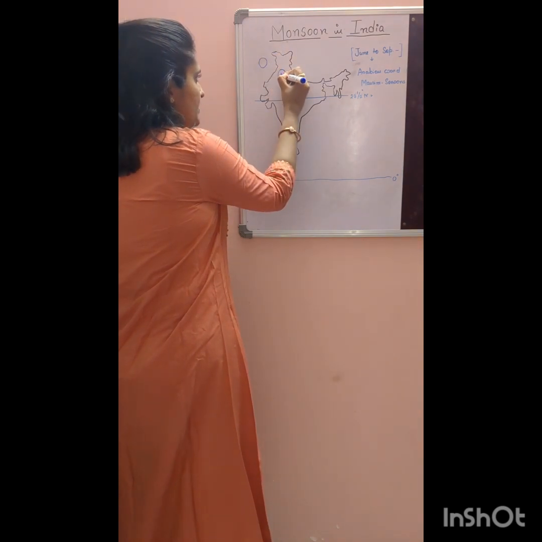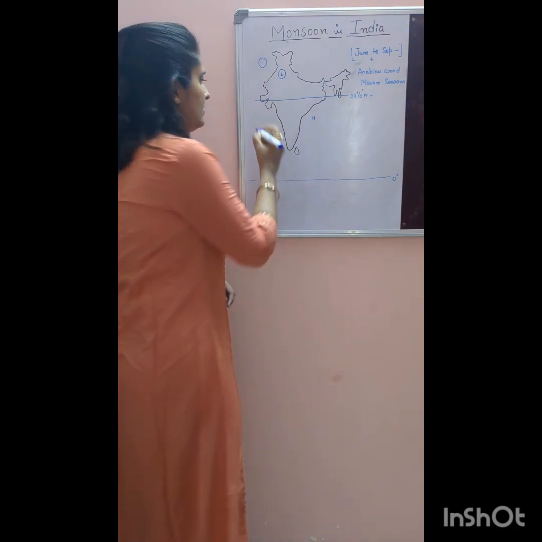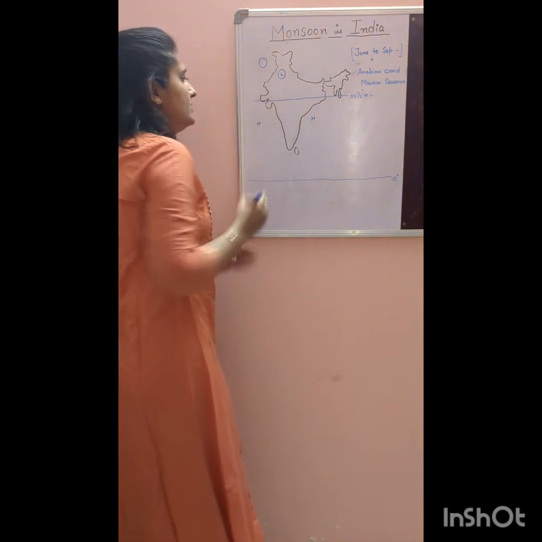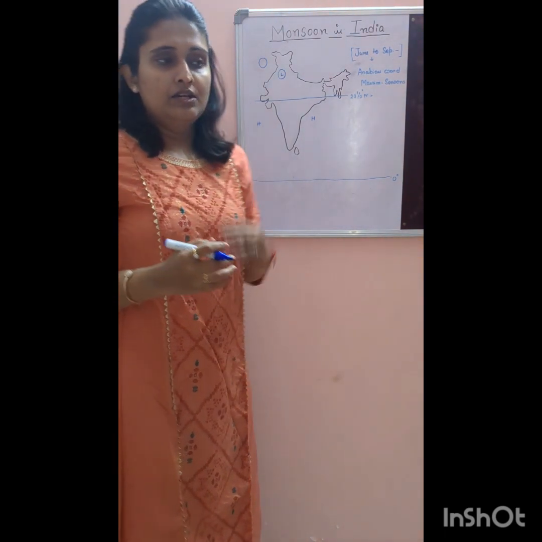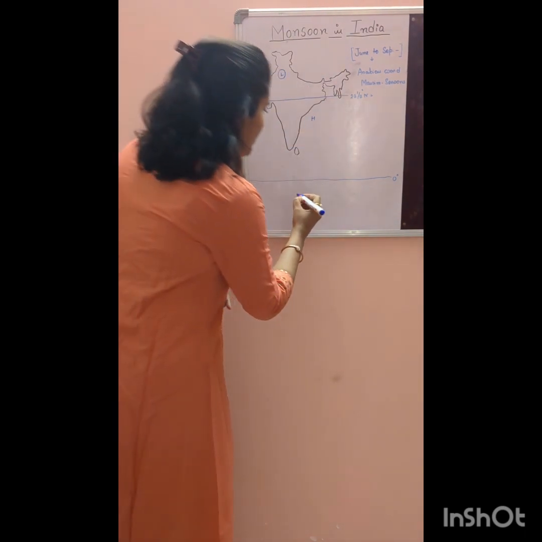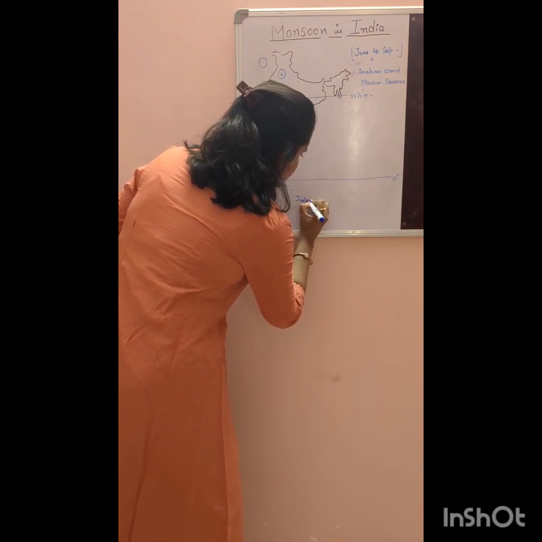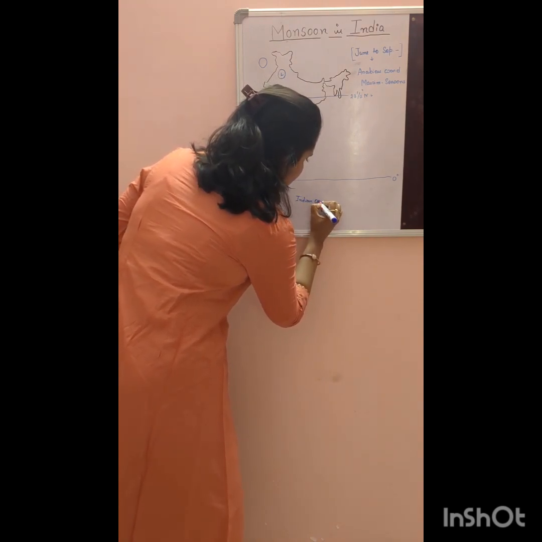So this is the low pressure, and high pressure is observed over the Bay of Bengal as well as over the Arabian Sea. We simply say that the high pressure area is formed over the Indian Ocean. So here the Indian Ocean is located, and here the high pressure is formed.